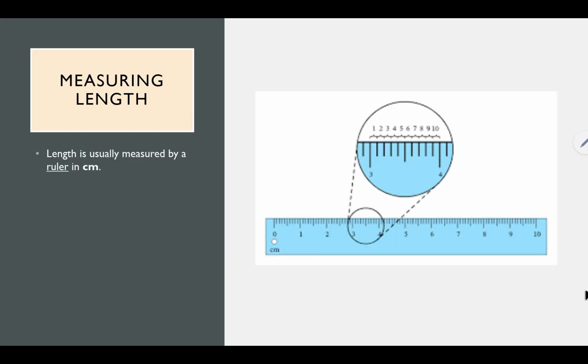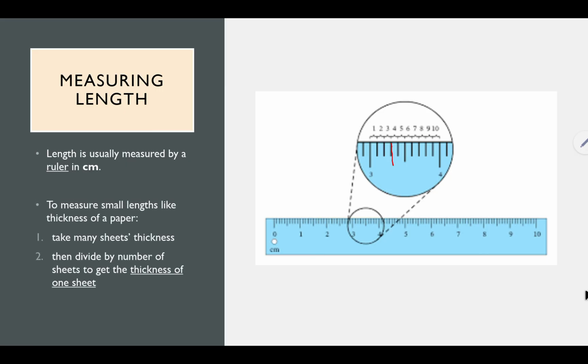Next, measuring length. And usually when we measure length, we use a ruler. Now, we have to be very careful that each dash we have on our ruler is equal to 0.1. So if I have something marked here, then this will be, for example, 3.3 centimeters.